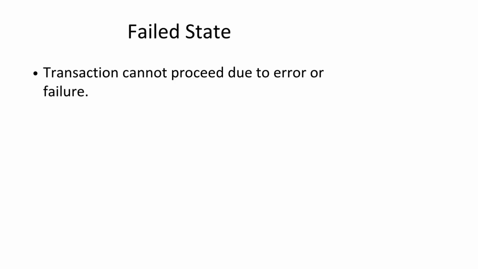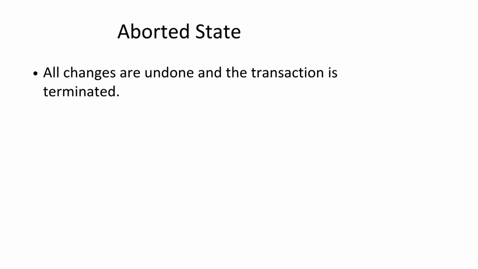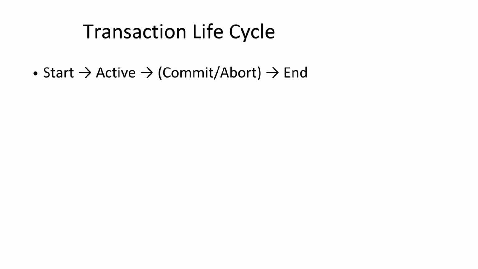Failed state. If something goes wrong, maybe a disk failure or power cut, the transaction moves to the failed state. It can no longer continue and the system must take action to maintain consistency. Aborted state. In the aborted state, the system undoes all changes made during the transaction. It is like pressing an undo button. The database returns to its state before the transaction began.